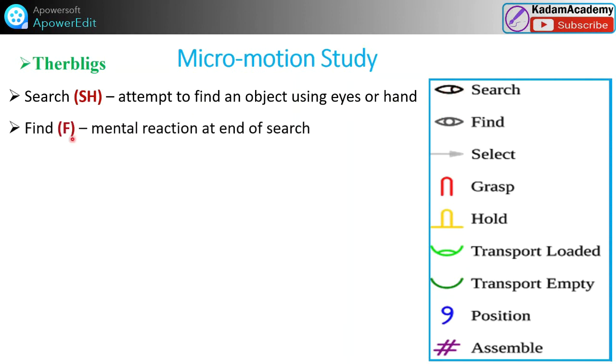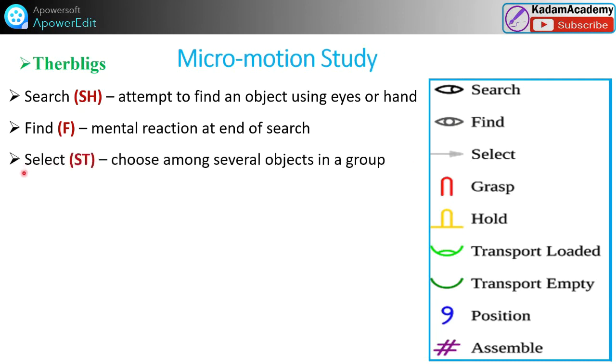Find is represented by symbol F, and that means the mental reaction at the end of search. See, this is the symbol for find, and the colors are shown to you. Select is represented by symbol ST, and the meaning is to choose among several objects in a group. So this is the select symbol, represented by an arrow, and this is the color.